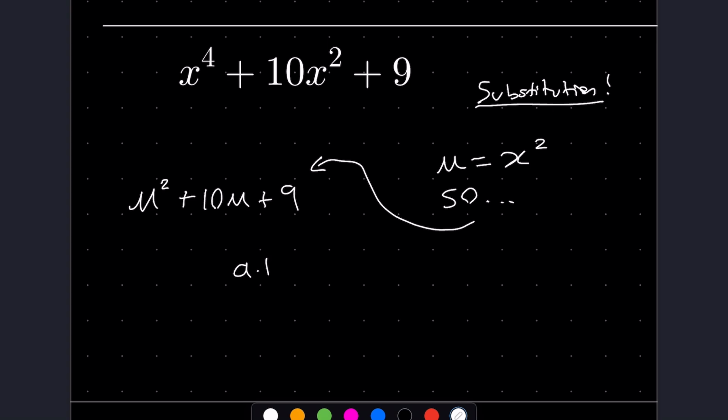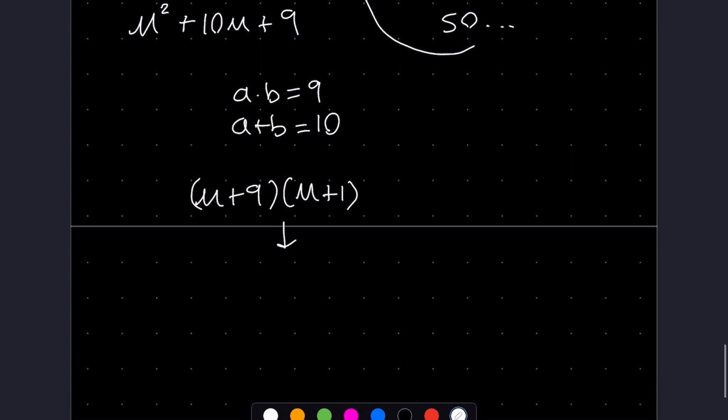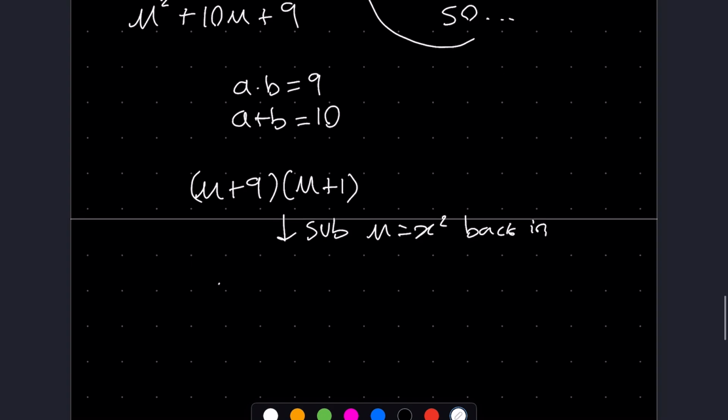And now what we have to think is, what times what gives us 9, yet when added gives us 10? And the answer is 1 and 9, right? Because 9 plus 1 is 10, and when you multiply them, that gives you 9. So that's pretty straightforward. Now we substitute back our u's, as we did before, and ta-da, there's your answer. So don't get scared whenever you see a high power, just realize how you can substitute something in to make it work.